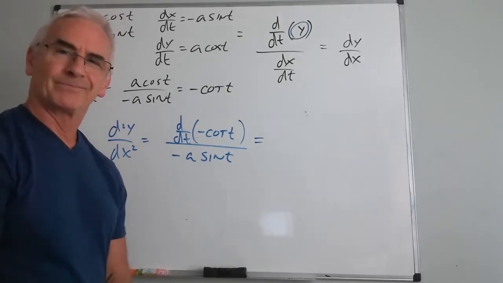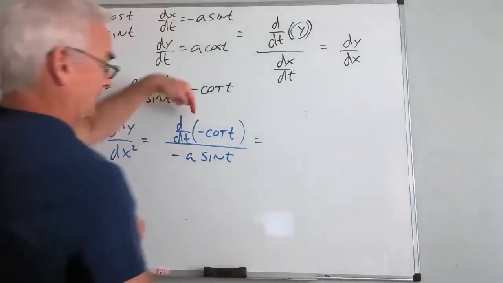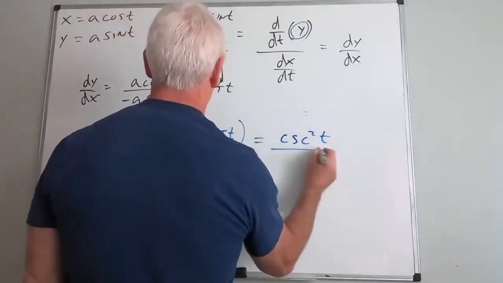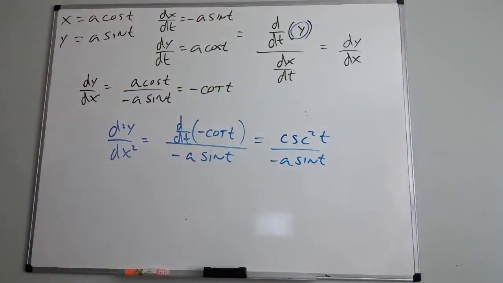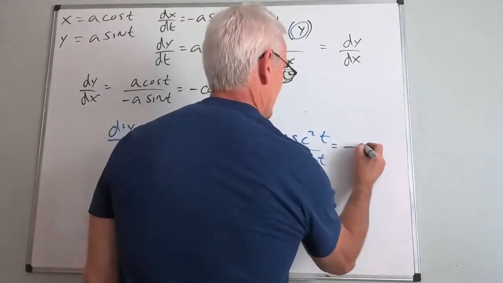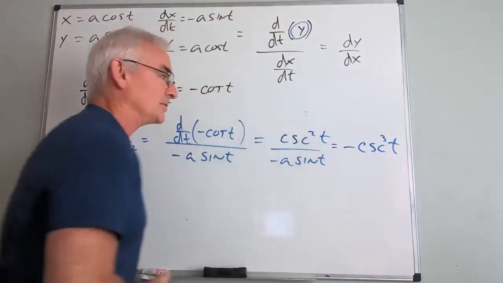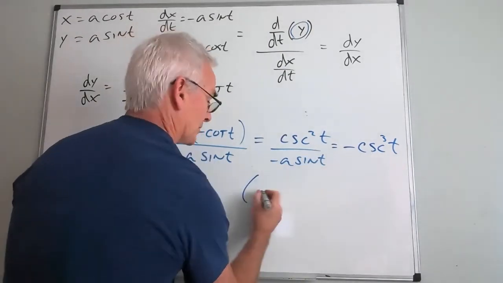Is it cosecant squared? Cosecant squared, good. Positive cosecant squared because that negative was already there. So cosecant squared t over negative a sine t. Well, isn't the reciprocal of the sine the cosecant? So could I just write this as negative cosecant cubed by just moving that up top? Sure. Now, isn't the cosecant the reciprocal of sine?